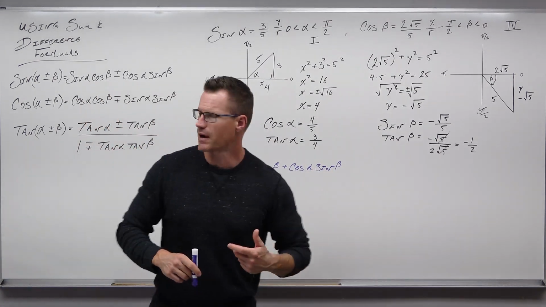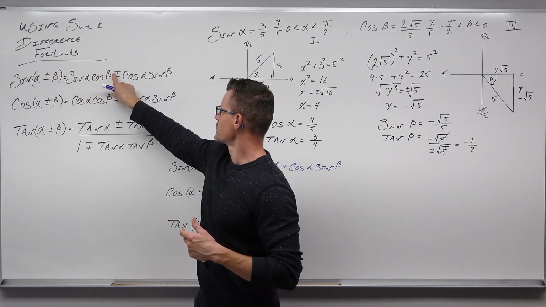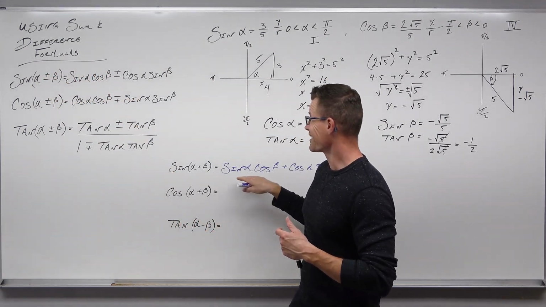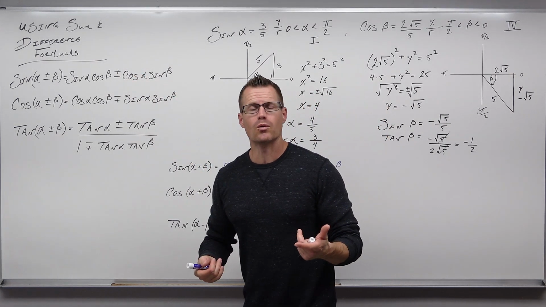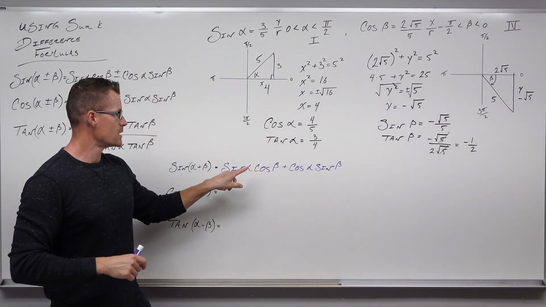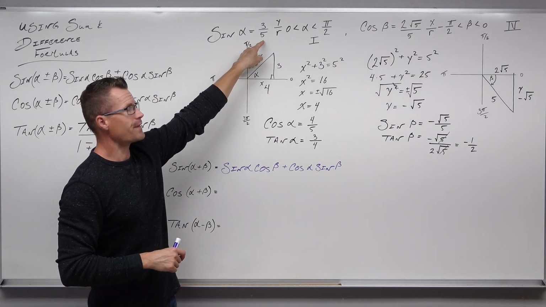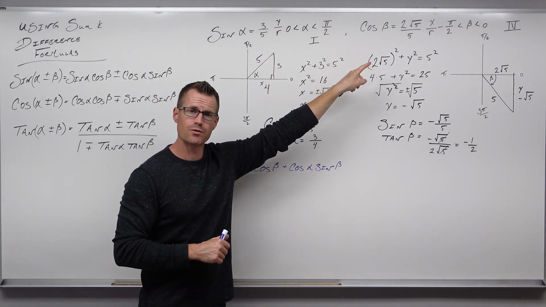So I want to make sure that I've got that right. I'm following my signs. Plus gives us plus. Sine alpha cosine beta, I got that. Plus cosine alpha sine beta, I've got that too. Now, because we've already done the work ahead of time, all we have to do is find these things. So sine alpha, I know that, that's 3/5. Cosine beta, I know that one, that's 2 square root 5 over 5.